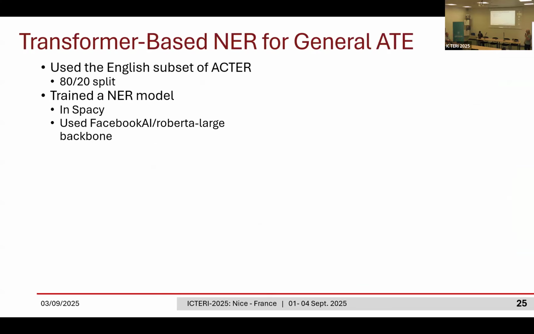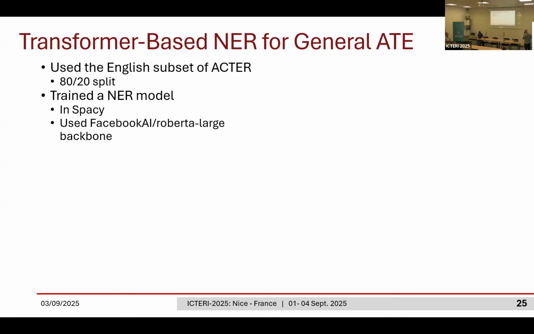The second experiment has been run using transformer-based named entity recognition solutions. The idea was to take it as is and find out if it's reasonable to continue working this way. Would it really work for general ATE or not? So we used the English subset of ACTA, with an 80-20 split.